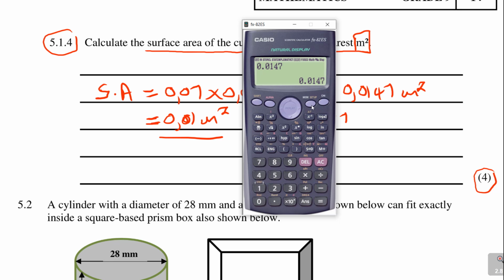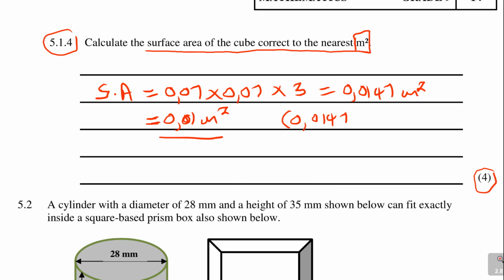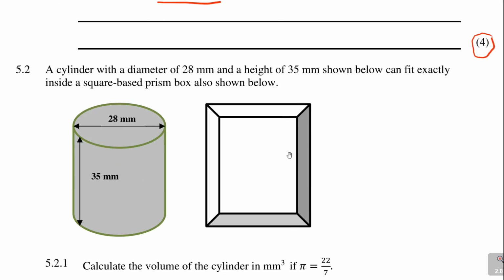Then you say shift, setup. Then number 6 is your fix. And then 2 decimal places is fixed to what? To 2 decimal places. When you press SD, the calculator can round off for you. Alright, so that is that part. Now let's just go to the next one.